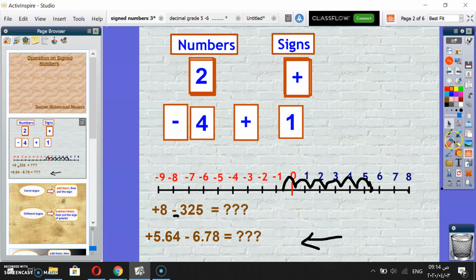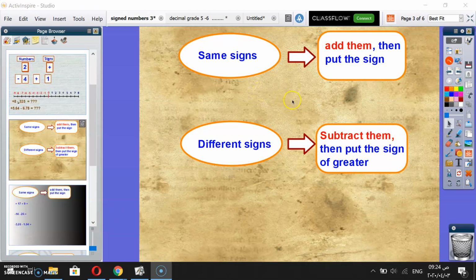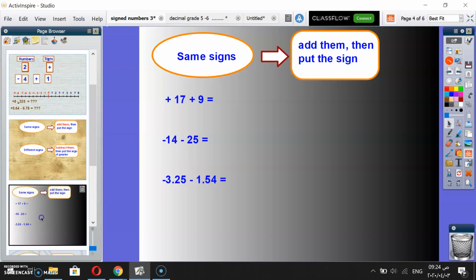So to solve these kinds of operations that contain big numbers and decimal numbers, we are going to use a simple rule. The rule says when we have two numbers of the same sign, we add them, then we put this sign. And when we have two numbers of different signs, we subtract them, then we put the sign of the greater. Let's take some examples.